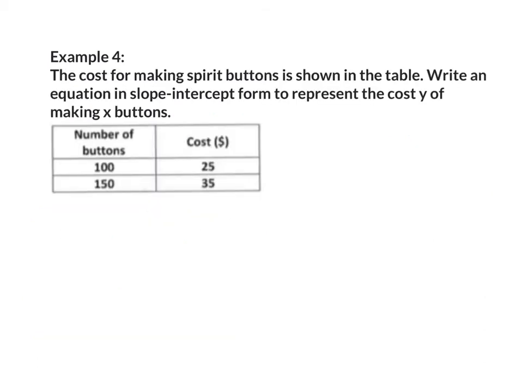Example number 4. The cost for making spirit buttons is shown in the table. Write an equation in slope-intercept form to represent the cost y of making x buttons. So the number of buttons are all of our x values. The cost are all of our y values. So the first thing we're going to do is write these as coordinates. So I have 100, 25, and I have 150, 35.